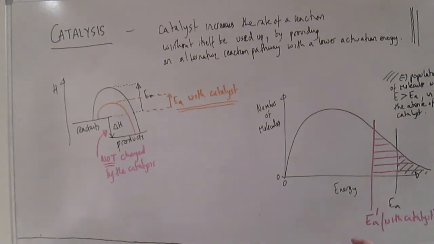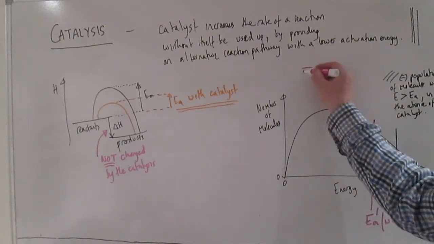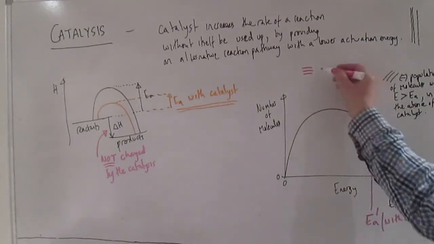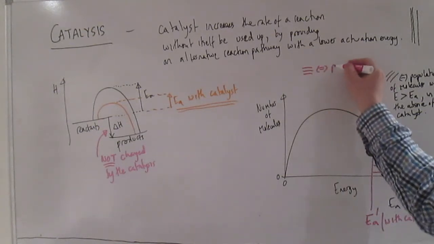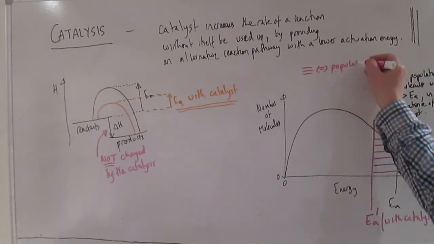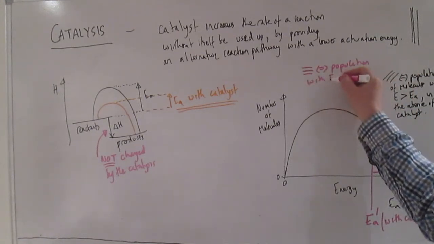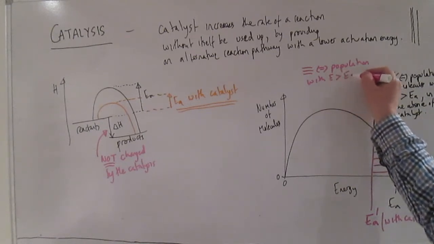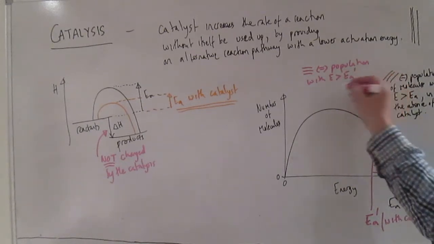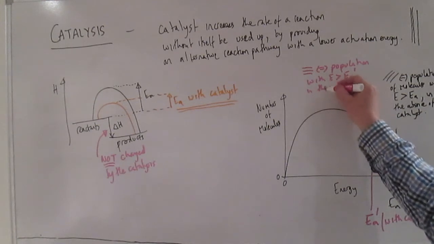Okay, so we can just put that label on there as well. This is the population with energy greater than EA prime in the presence of a catalyst.